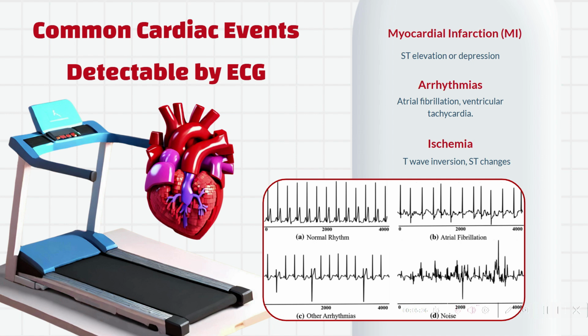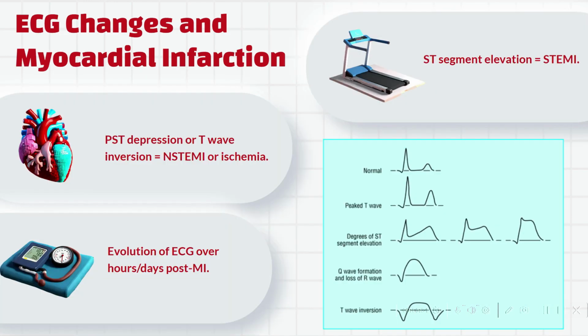The ECG also plays a crucial role in diagnosing the type and severity of the MI. A key ECG finding in acute MI is the ST segment elevation, which indicates a complete and prolonged blockage of a coronary artery, leading to full thickness damage of the heart muscle. This condition is known as ST elevation myocardial infarction and typically requires immediate reperfusion therapy, such as percutaneous coronary intervention or thrombolytic drugs.